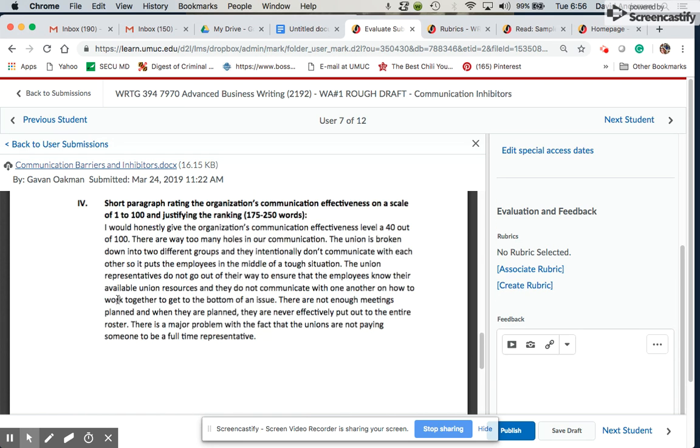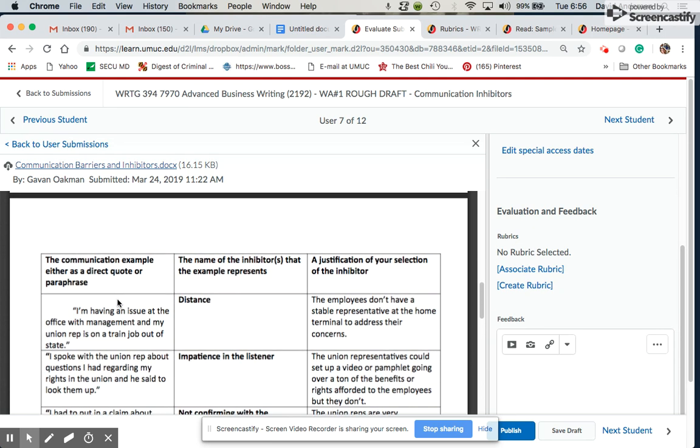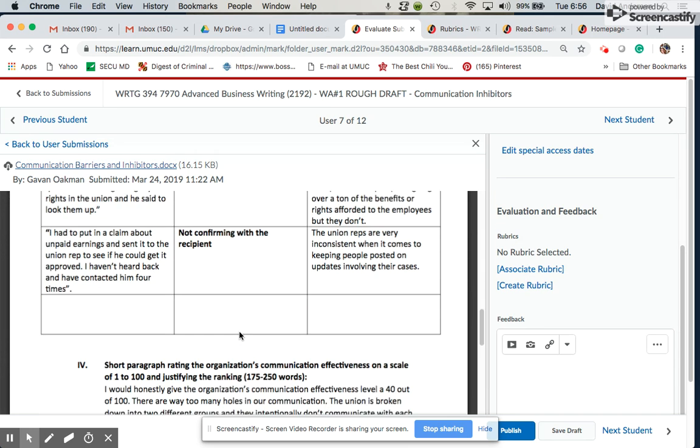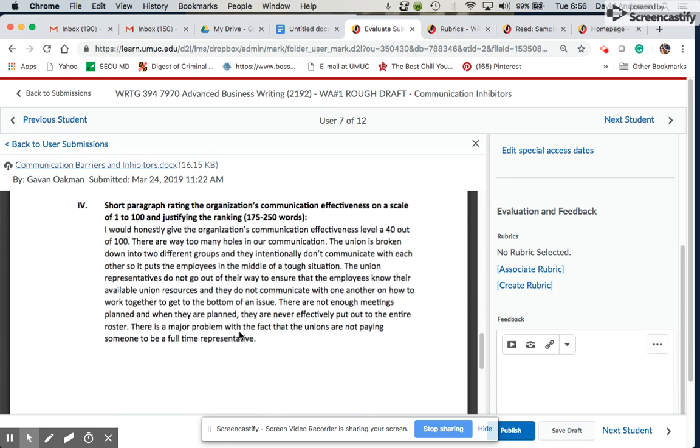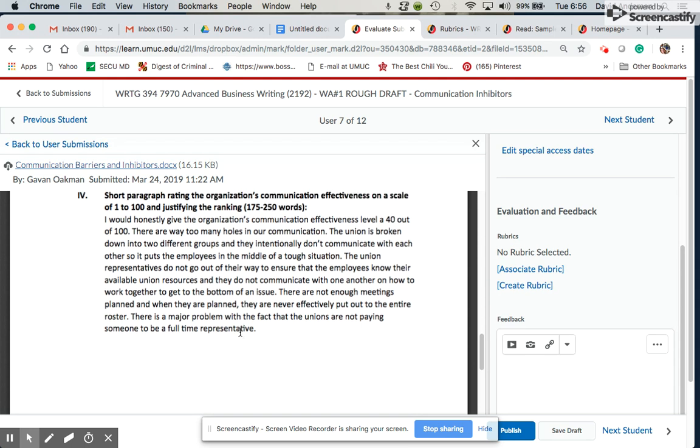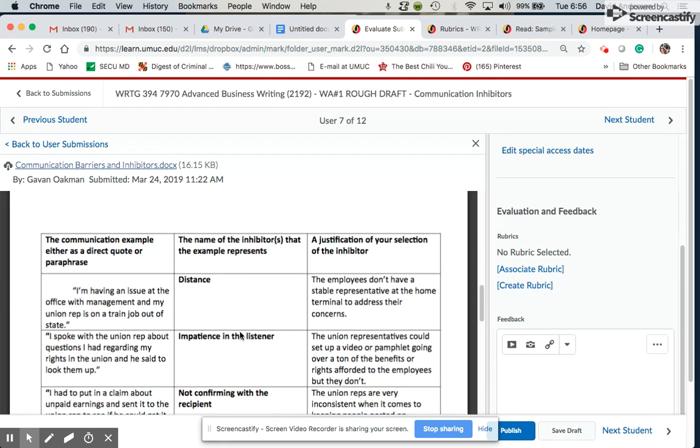And then finally, give your analysis of what you would rate your communication level based on these inhibitors. So it sounds like you have a little bit of a challenge there with communication in your organization, and you've identified reasons for it happening.